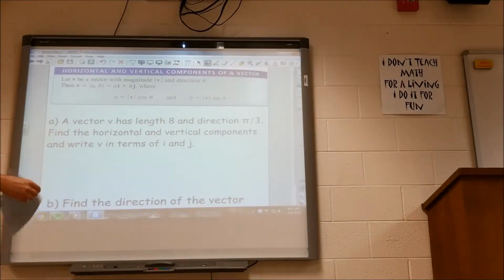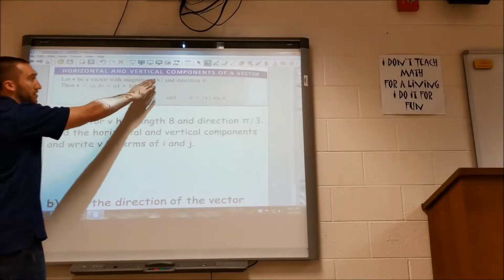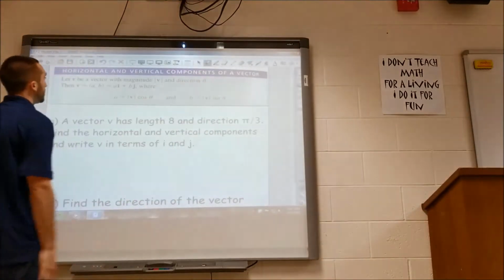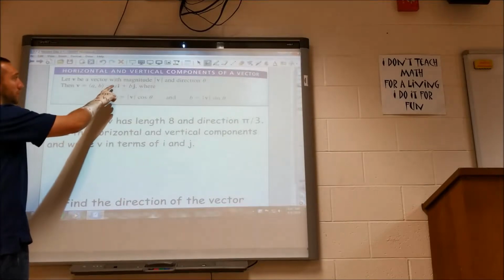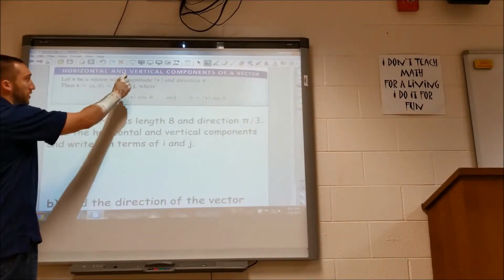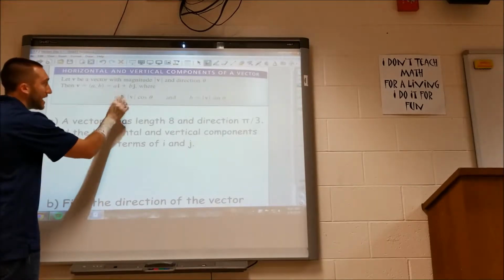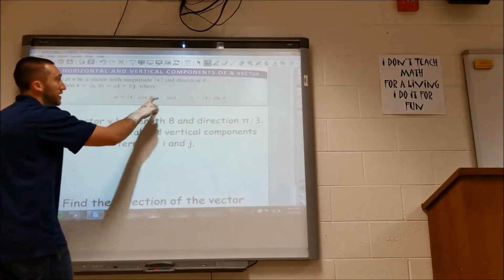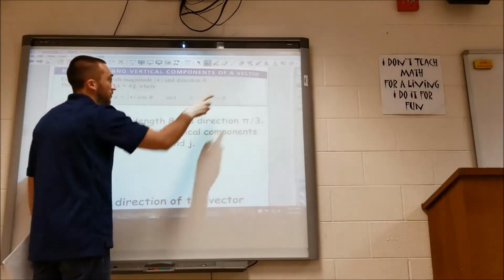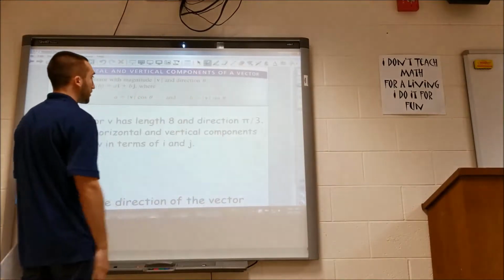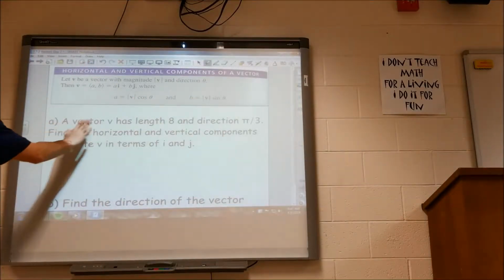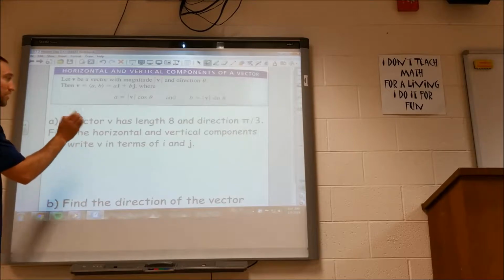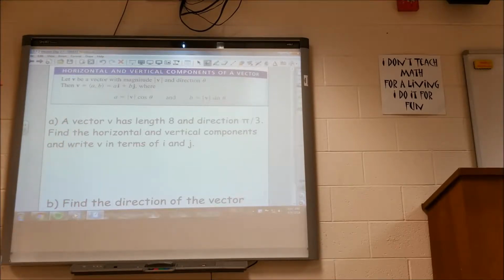Next, we are told that a vector with a magnitude, and we already covered magnitude, right? Basically the distance, okay? And direction theta. Then our vector V can be written in terms of I and J, remember just the X component, Y component, where A is the magnitude of V, so the distance, okay, times cosine theta, and B is the magnitude of V times sine theta, again, our X, Y components, okay. So they tell us the vector V has length 8 and direction pi over 3. They want us to find the horizontal and vertical components and then write them in terms of I and J.